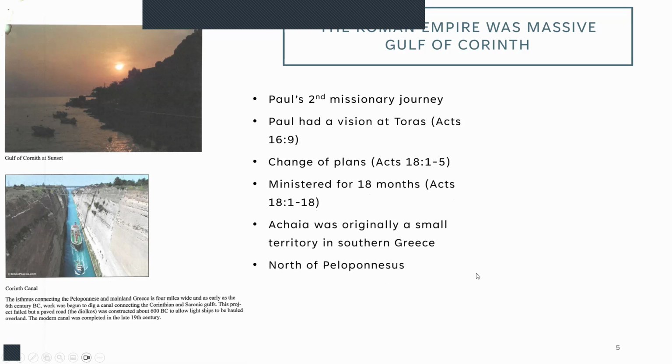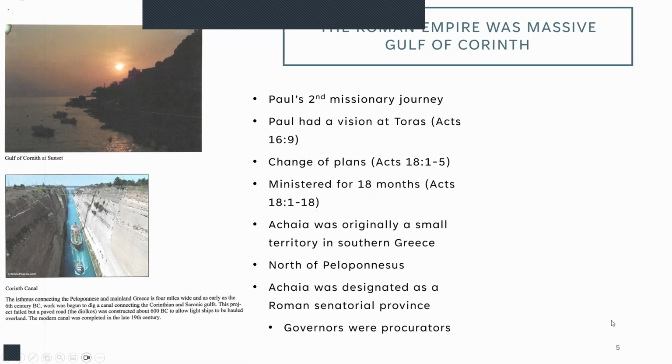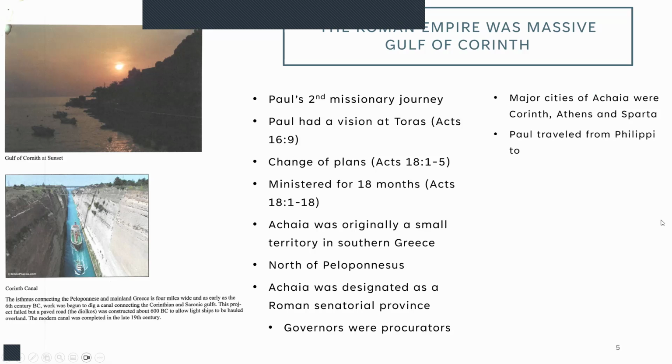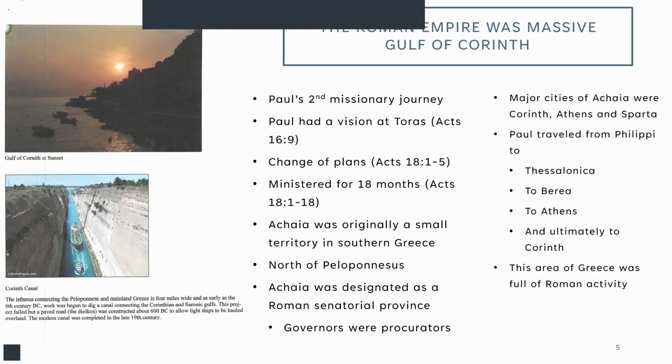It's north of that place. The governors were procurators. Major cities of Achaia were Corinth, Athens, and Sparta. So it was an area. Paul traveled from Philippi to Thessalonica, to Berea, to Athens, and ultimately to Corinth. This area of Greece was full of Roman activity.